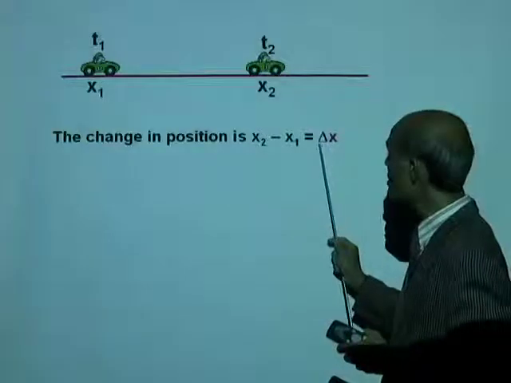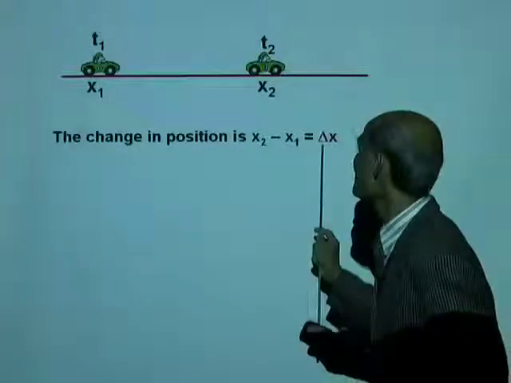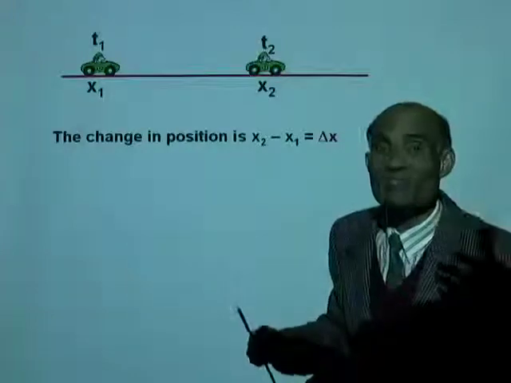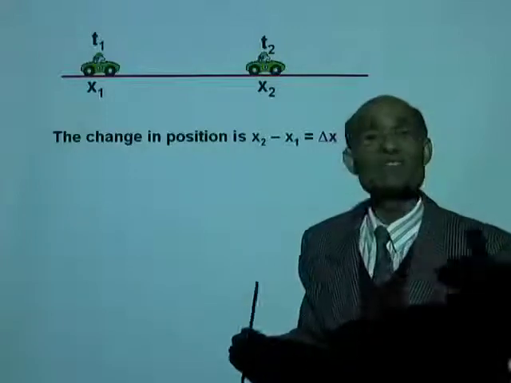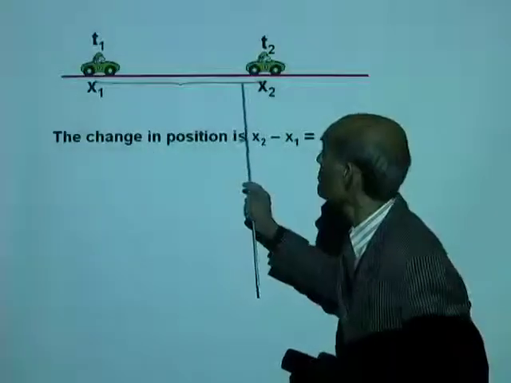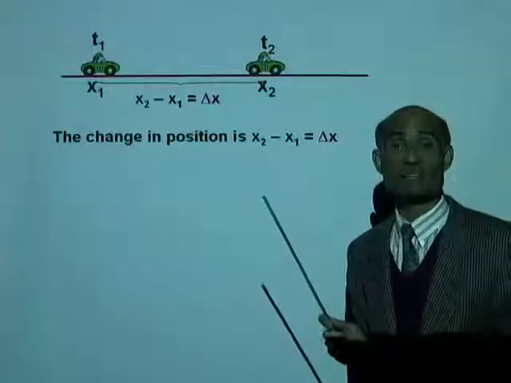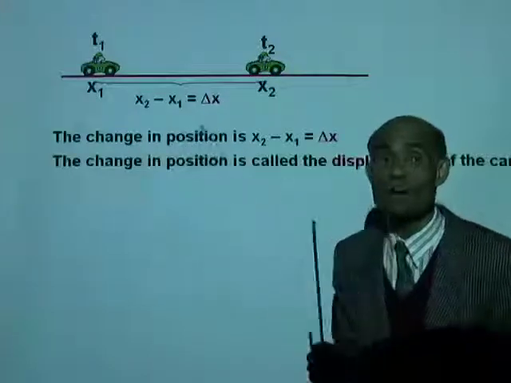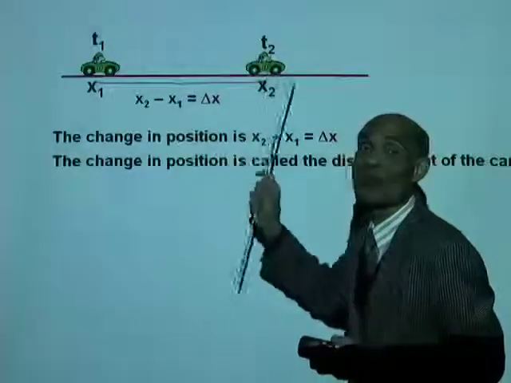I'm sure most of you know this. A change in any quantity is represented by using the letter delta. Delta x is the change in x. Delta y is the change in y. Delta t is the change in time, and so on. So the change in position of the car is x2 minus x1 equal to delta x. Now, this change in position occurred in what time? It occurred in the time t2 minus t1.